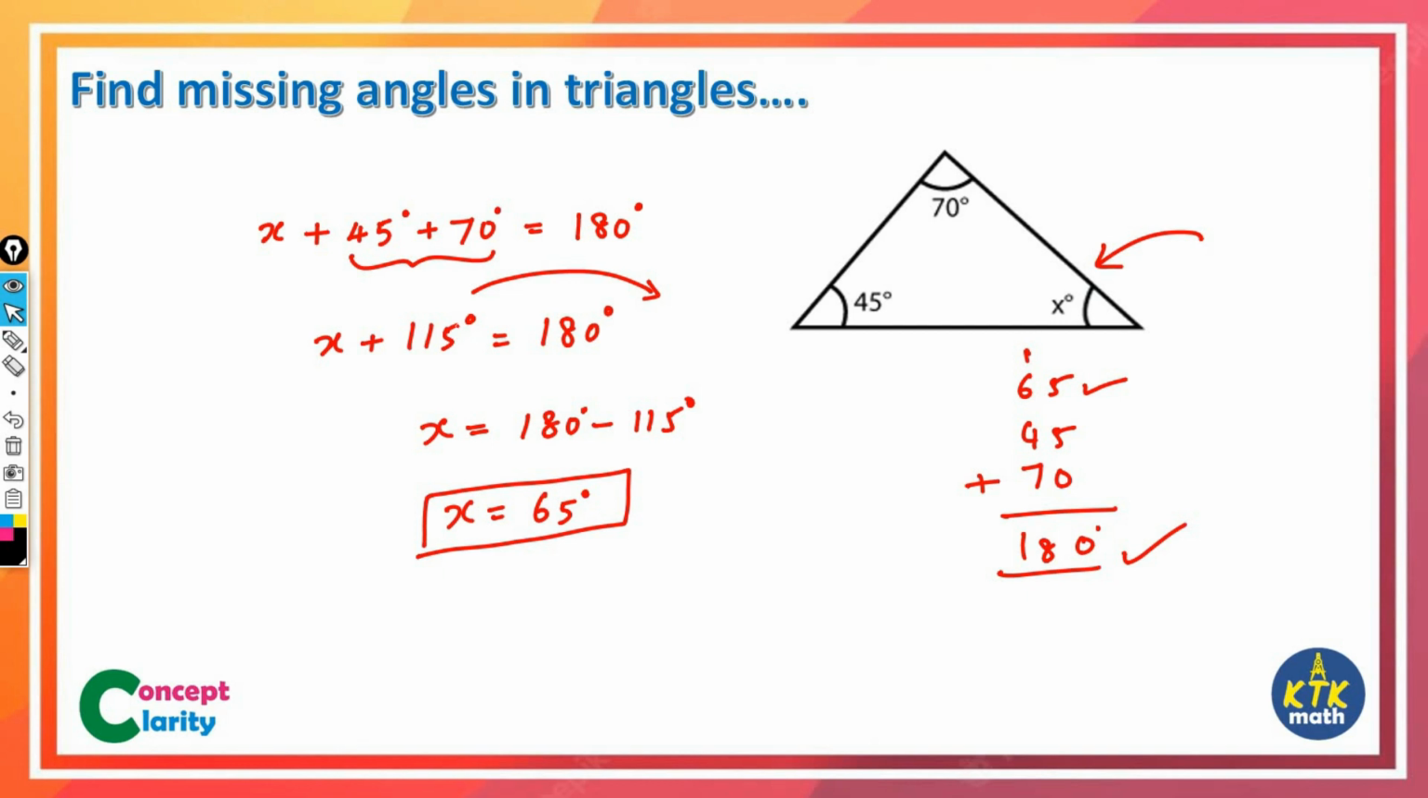Whenever we are supposed to find any missing angle in a triangle, make sure that the property we are applying is the angle sum property. The sum is always going to be 180 degrees. It is a common property which is applicable to all types of triangles. Simply add these two, then subtract from 180, and you will get the answer. I'll also go with one more example.